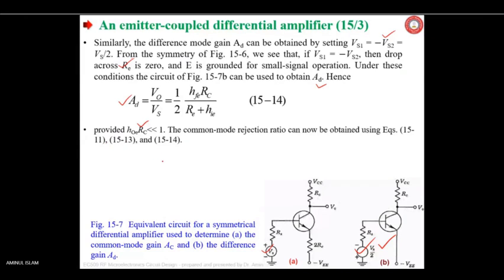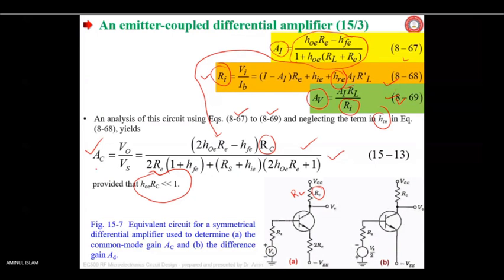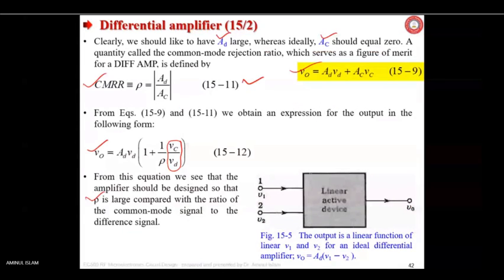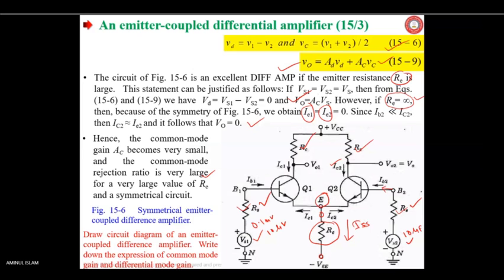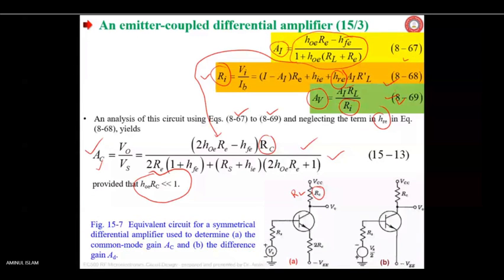Because CMRR is what? Mod of AD divided by AC, isn't it? So we have got AD here, earlier we have got AC here, and already we have the definition of CMRR here. Based on this, you can find out the CMRR for this differential amplifier.